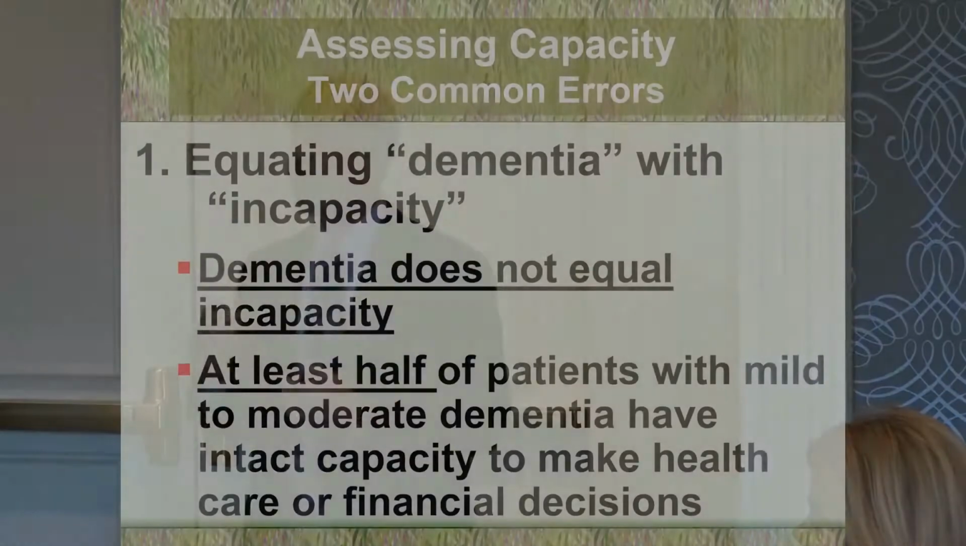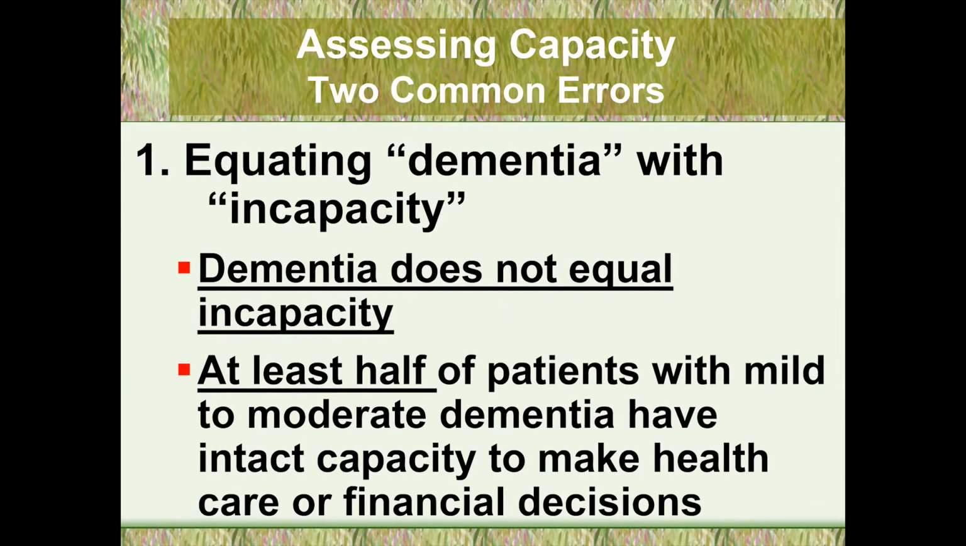Finally, I just want to take the last few minutes to talk about how assessing capacity should be conducted. A frequent mistake that's made by not only healthcare professionals but the general public is to equate dementia with incapacity. Mr. Smith has Alzheimer's disease, therefore he cannot make decisions about his finances. Don't do that. We know that at least half of patients with mild to moderate dementia have intact capacity to make healthcare and financial decisions.